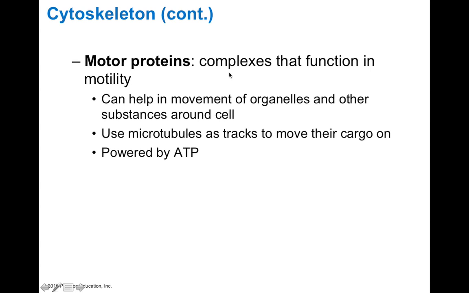Now, motor proteins are basically little proteins that can actually function in motility and movement of organelles and other substances around within the cell. Microtubules are the tracks for these motor proteins, and these motor proteins basically help carry some sort of payload along this microtubule track, and they're actually powered by ATP. So motor proteins use the chemical energy in ATP to essentially walk along microtubule tracks within your cells and help carry substances around within cells.